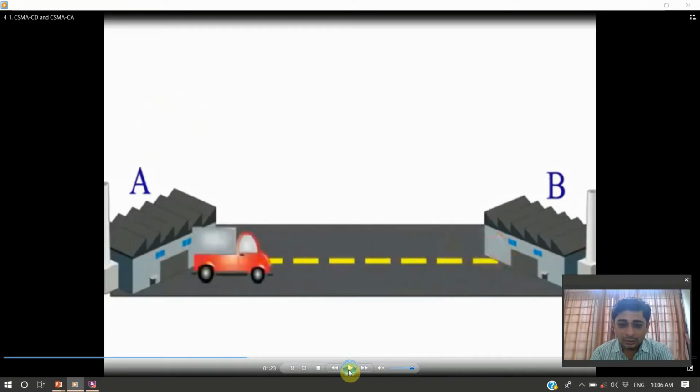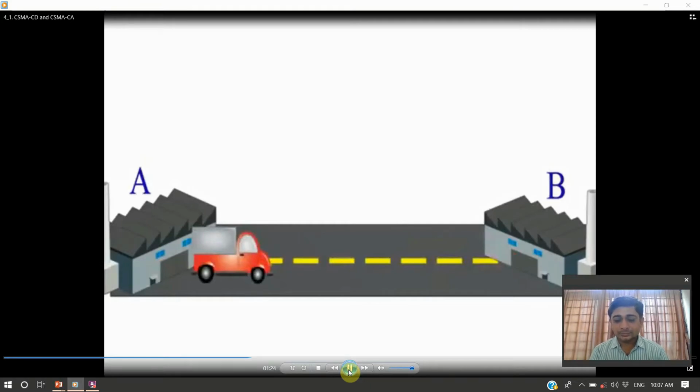Okay, in this there are two warehouses where we can store our goods. Warehouse A and B. A wants to transmit their product to B. At the time, first they will listen. Is the road free? That is carrier sense. Okay, if the road is free, then it will transmit.